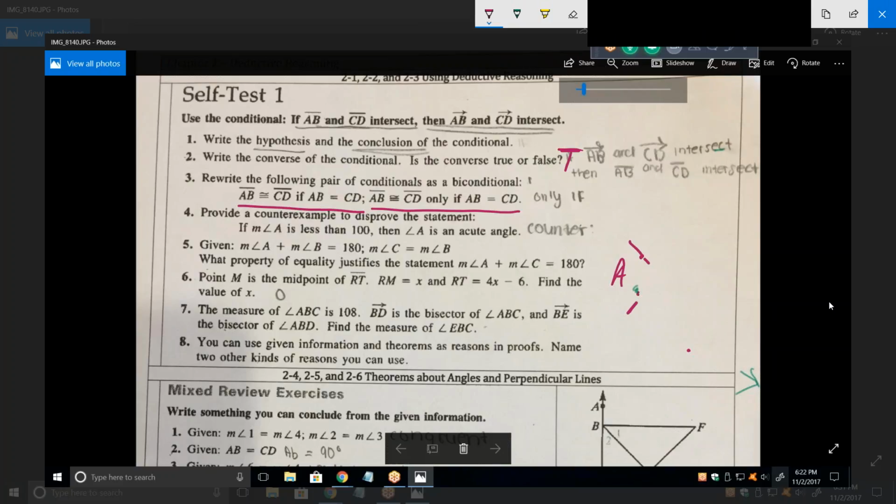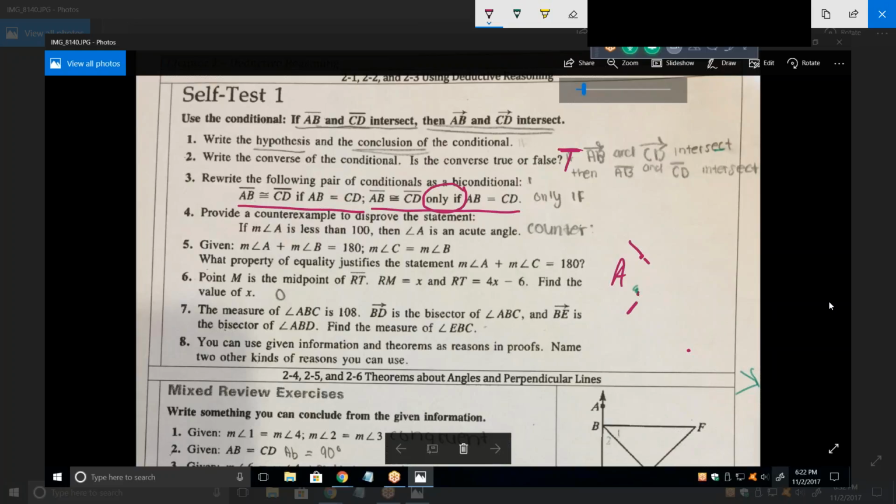Because the only if isn't enough. Well, it doesn't say the same thing as biconditional. If I say only if, that means AB has to be equal to CD for AB to be congruent to CD. Right. But this one says that if AB is congruent to CD, if AB equals CD, I think these say the same thing. Gosh.